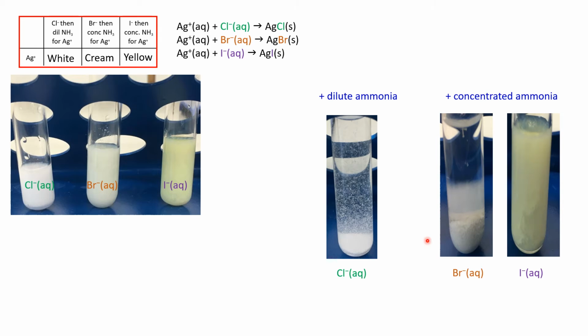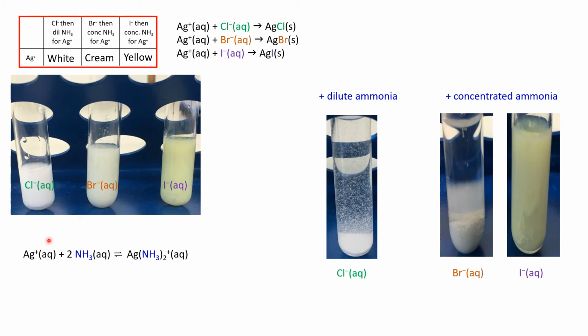So of course the take-home message here, the GCSE: silver ions plus chloride is white silver chloride, silver ions plus bromide is cream silver bromide, and silver ions plus iodide is yellow silver iodide. With dilute ammonia, the silver chloride will dissolve, but no effect on the silver bromide and iodide. With concentrated ammonia, in other words, much higher concentration of NH3, then the silver bromide will dissolve, but the silver iodide will not.